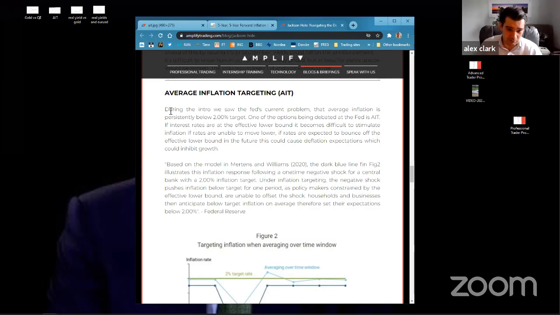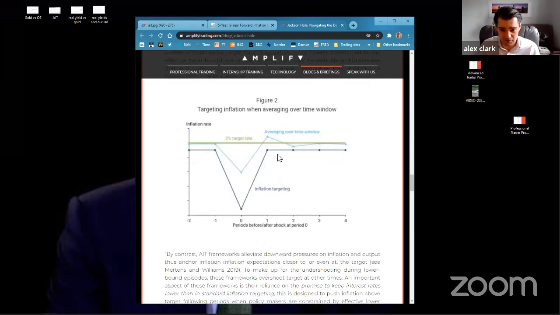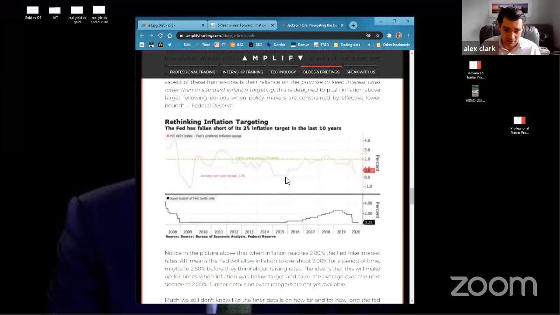So the Fed are trying a different approach here, which is average inflation targeting, which means that what happened previously, if we just look at this picture here, is you can see that when inflation reached 2%, the Fed started hiking rates and started tightening financial conditions. Whereas what they're going to do now is let inflation run over the 2% target and leave it there for a while. And you can see this interest rate line at the bottom here. You would see this stay flat while inflation is above this 2% level.